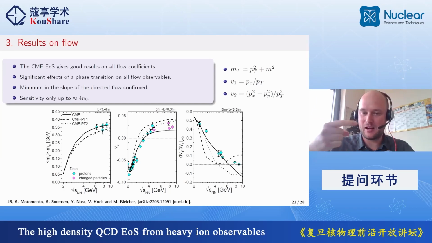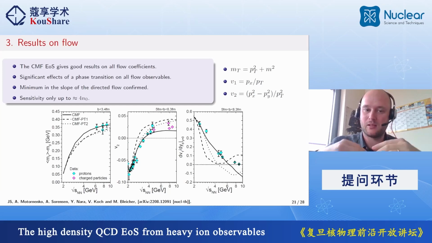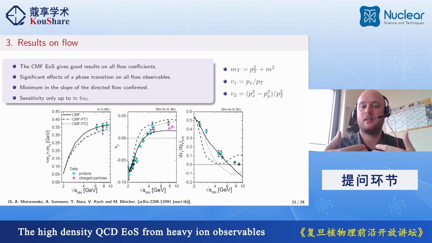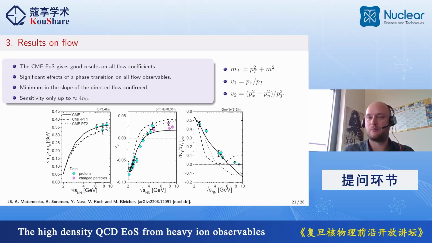Right, so it's kind of this interaction between the early V2, which is positive and depends on the equation of state, which then generates the V1. At least that's my understanding.